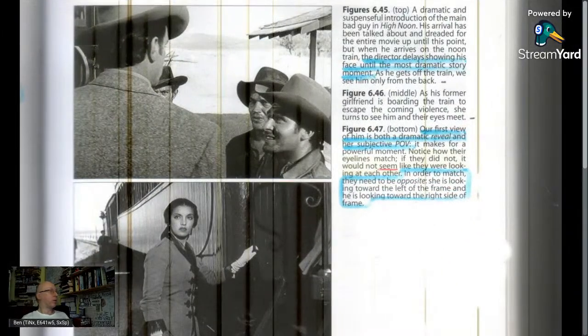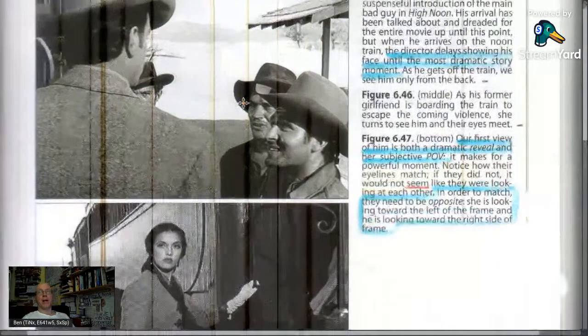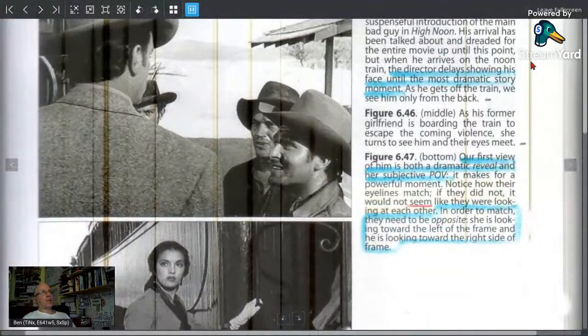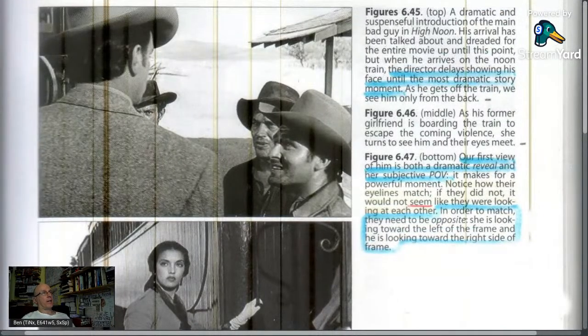Brown. Now, let's go here. So, this is just a little test on eyelines. Let's see what you think. So, if you read that and take that in, what we're looking at here are the matching eyelines.